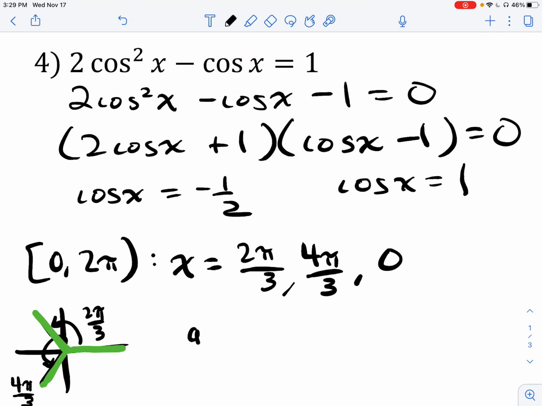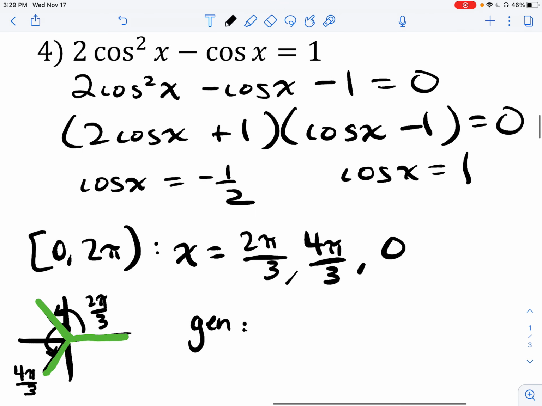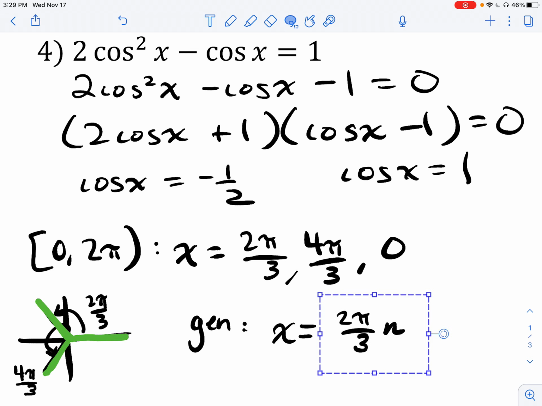So now I need to come up with general solutions. Well, how can I express these solutions, or all the solutions, in the fewest number of equations possible? Well, if you look carefully here, do we see the relationship between 2 pi over 3, 4 pi over 3, and 0? And yeah, all of these angles are 2 pi over 3 radians apart. So we can just simply say x is equal to 0 plus 2 pi over 3 n. And we can always just erase that 0 and just express this as 2 pi over 3 n.